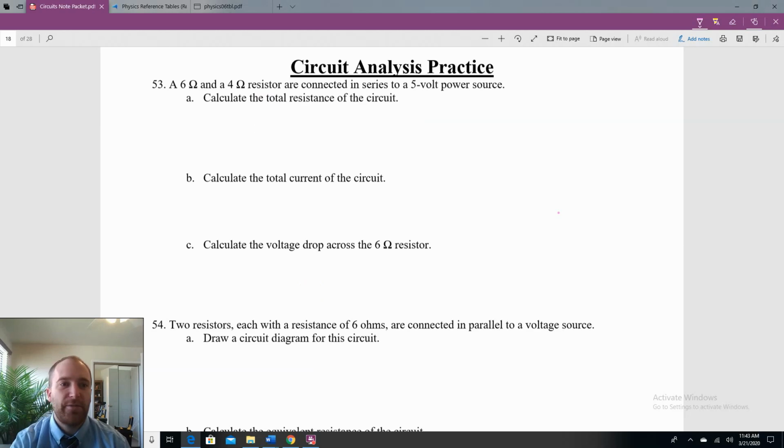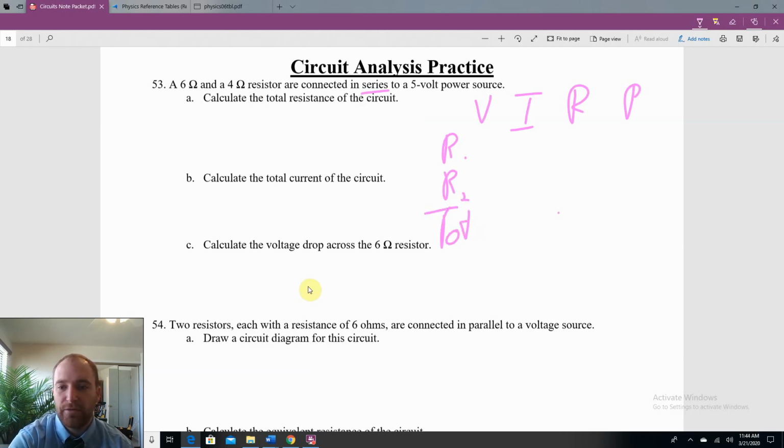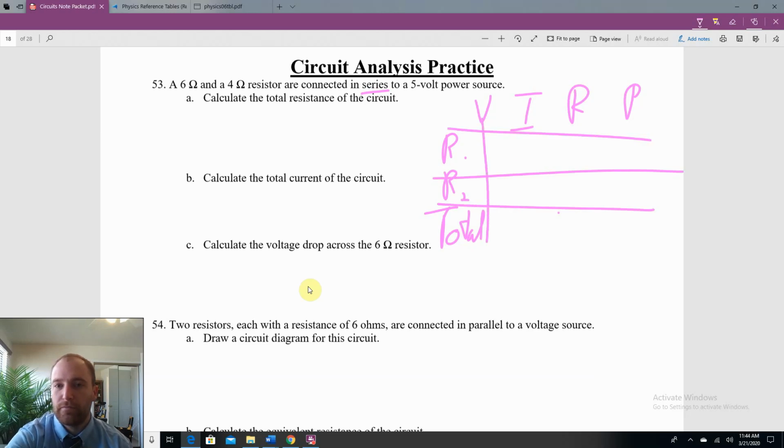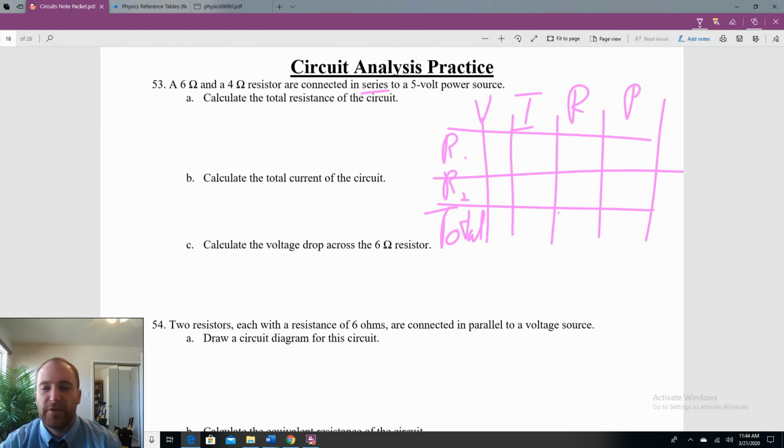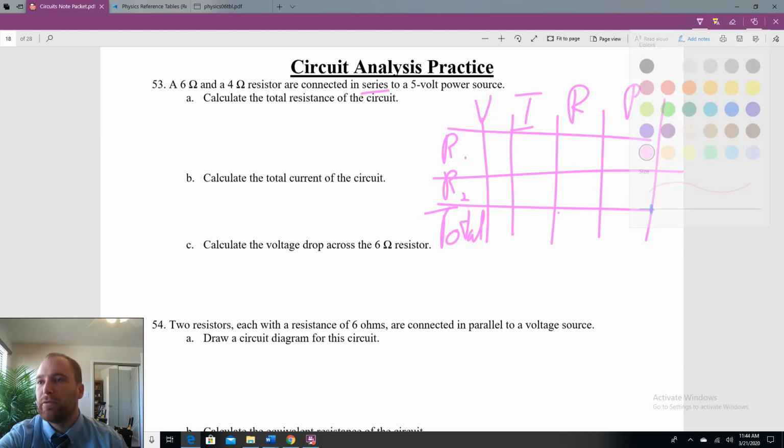53. A 6 ohm and a 4 ohm resistor are connected in series to a 5 volt power source. Okay, we have a series circuit with multiple devices, and as always, that's going to be a VERB chart for us. We've got the first resistor, the second resistor, and that's it, and then our total column. Alright, so let's fill in whatever we can here.